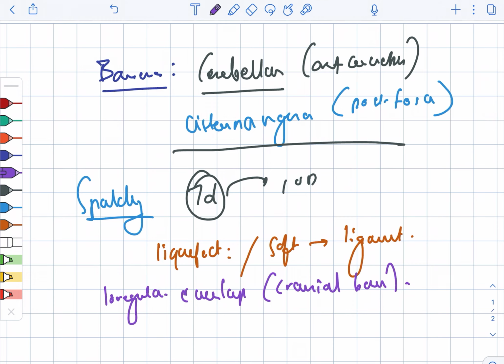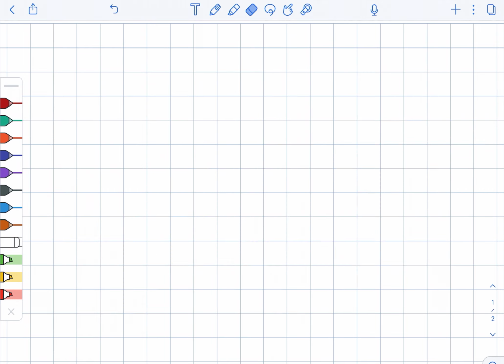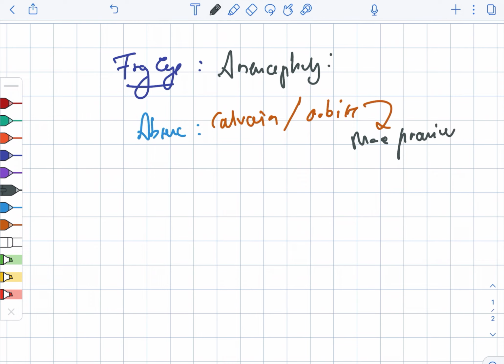Next, the very important frog eye sign. The frog eye sign is seen in anencephaly, and this is basically due to the absence of the calvaria, as well as the orbits appearing more prominent. This is also known as the frog eye sign.